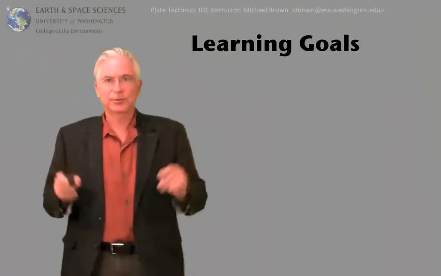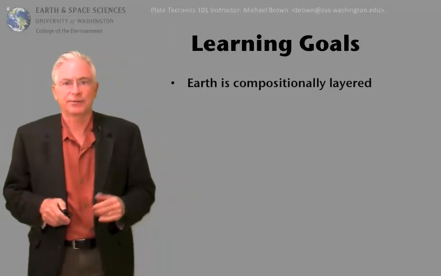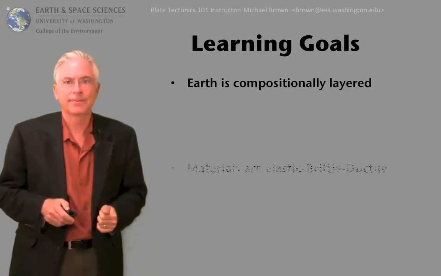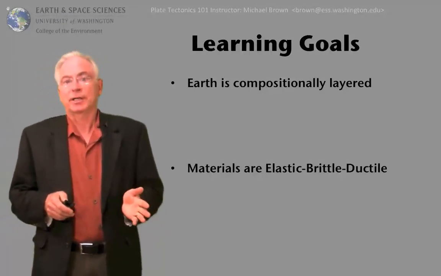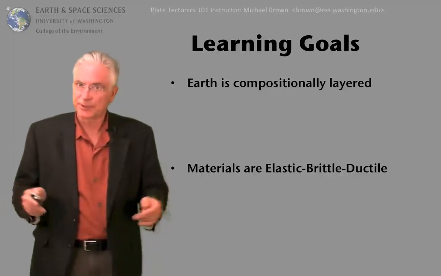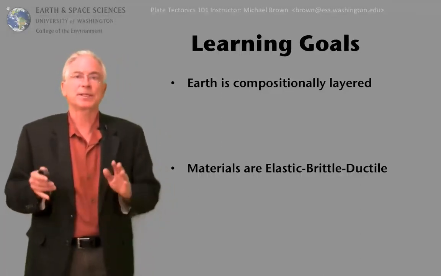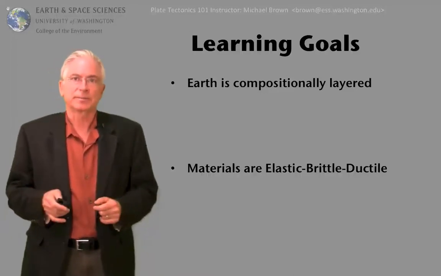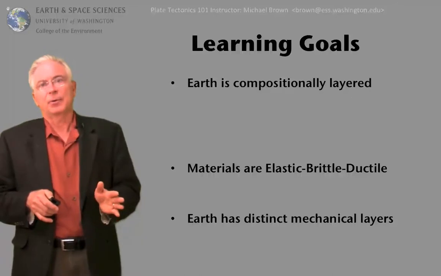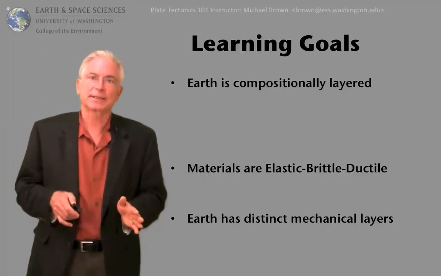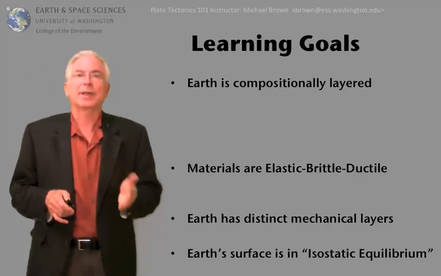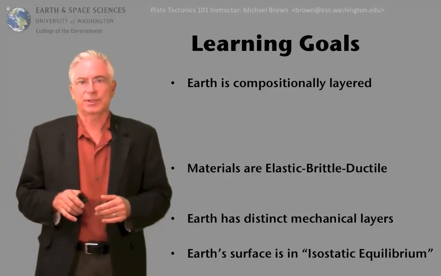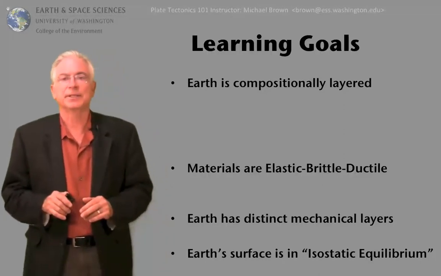I have some learning goals for this video. First of all, that you learn what the compositional layers of the Earth are. We'll also have to talk about material properties. This figures into plate tectonics, and the material properties that all materials exhibit are elastic, brittle, and ductile behavior. And finally, I want to tell you about the distinct mechanical layers that the Earth has and how that impacts the isostatic balance of the Earth's surface. We'll get to that by the end of the video.